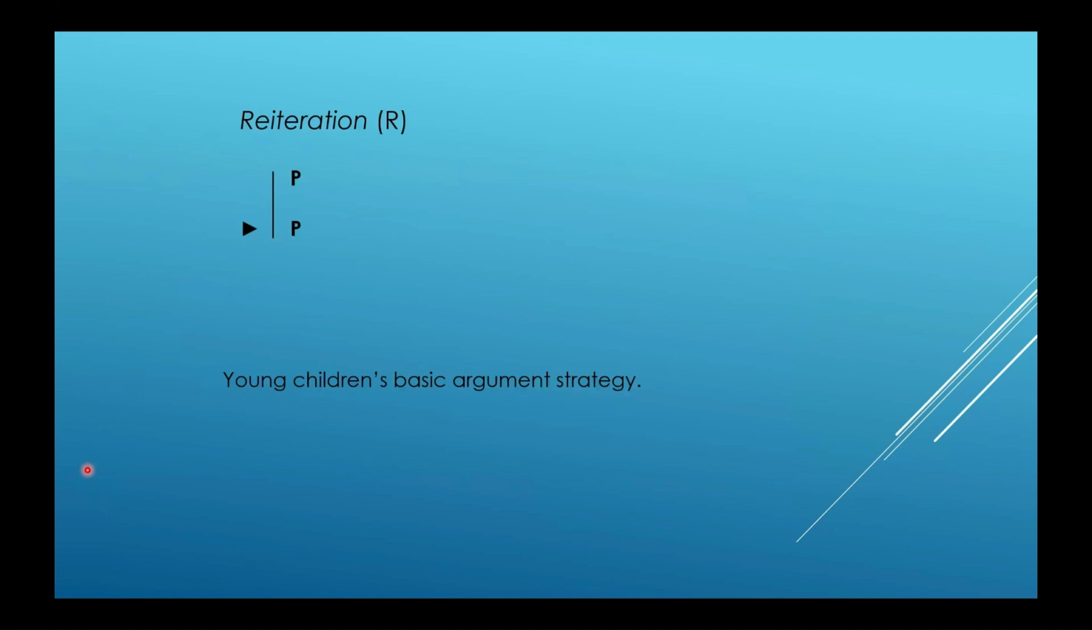So we'll start with the rule reiteration. Let me just say something about what this means here. This defines the inference rule. It says that if you have this on previous lines of a derivation, then this little wedge arrow thing here tells you what inference the rule allows you to draw. So if you have P, any sentence of SLP, on a previous line of the derivation, then you can infer P. This is the basic argument strategy that young children use.